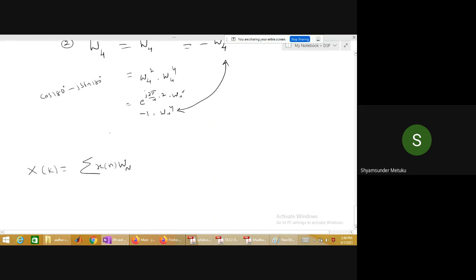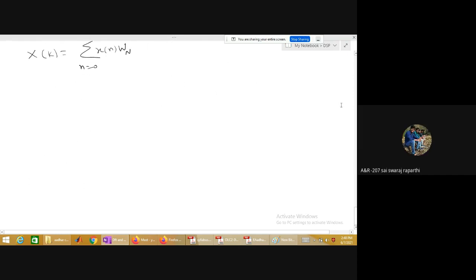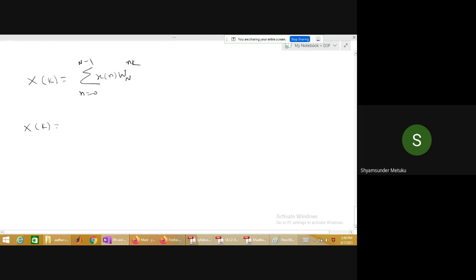Okay, if that is the case, can I write this way? n equal to 0 to N minus 1. Now if we expand this, how long will it be expanded? Up to N minus 1 terms. Very good. 1 into k. It will go on up to x of N minus 1. Can I write this way? Yes or no? Is it clear? Yes, sir.